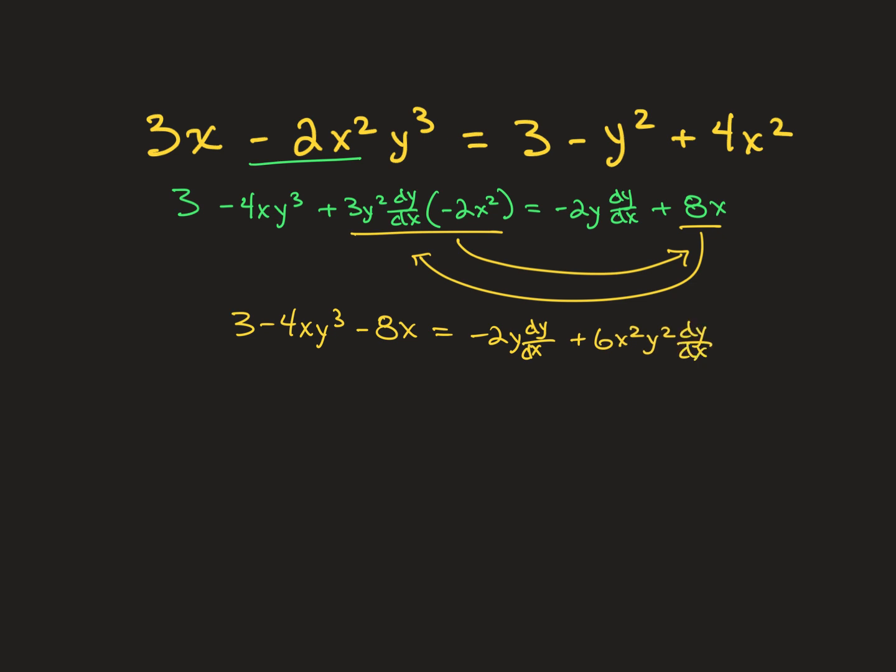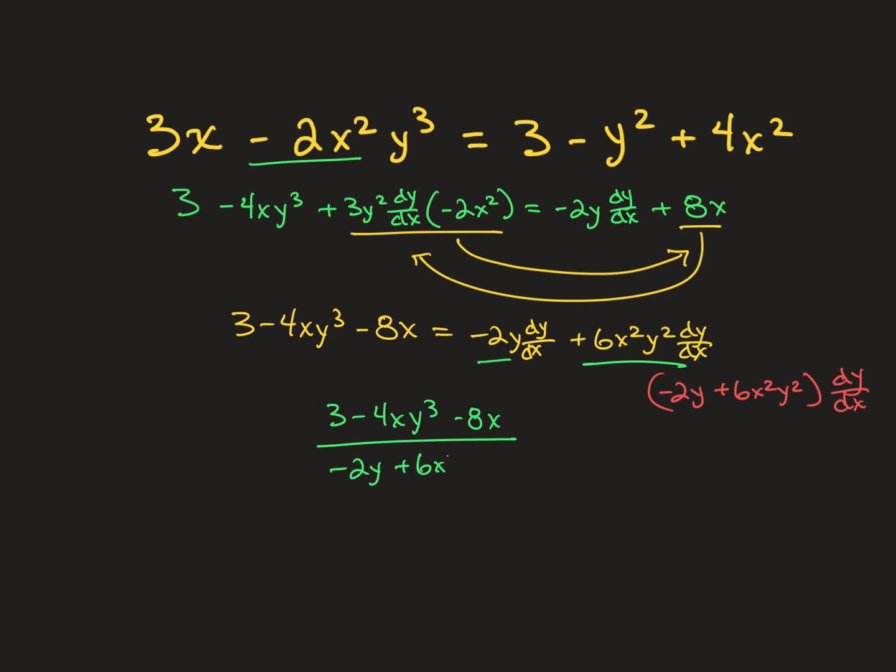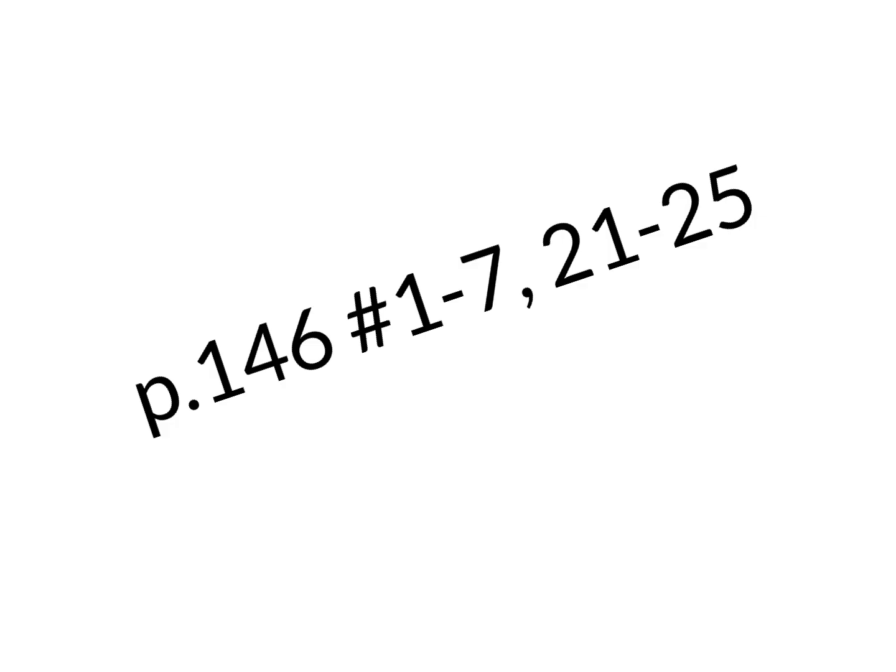So now I need to solve for dy/dx. Now, could you factor out this dy/dx to do another step? Yeah. You're more than welcome to. However, you guys are really smart people. And so what do we have up top? We have 3 minus 4xy cubed minus 8x. And I'm dividing it by what? Negative 2y and then plus 6x squared y squared. And that is what my slope is equal to. All right, there we go. Just a little bit.